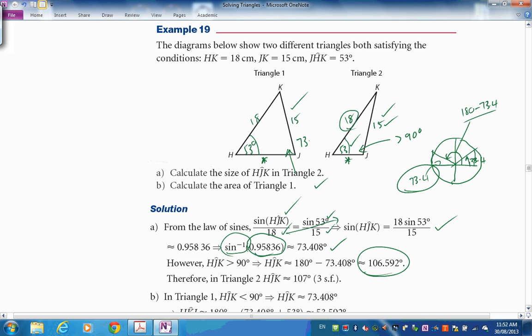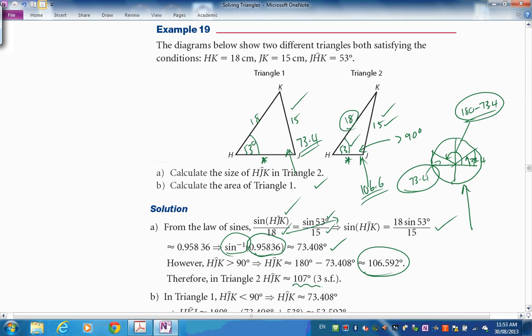This is the one with 73.4. That's one possible triangle, and then there's another one here where this is 106.6 or whatever. They add up to 180. Because of this business in the unit circle, it is possible to have the sine of an angle bigger than 90, and its sine is going to be the same as 180 minus 73.4, or its working angle. All right, so this is ambiguous. It's called the ambiguous case.